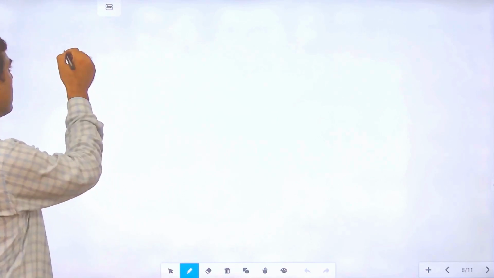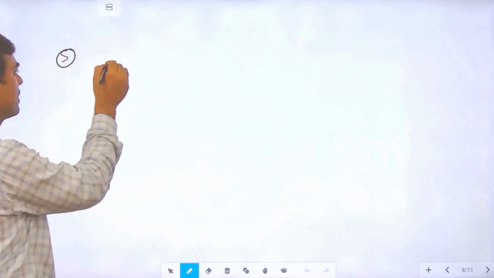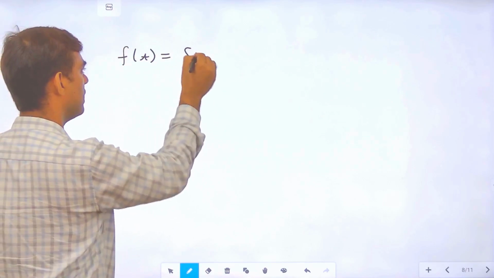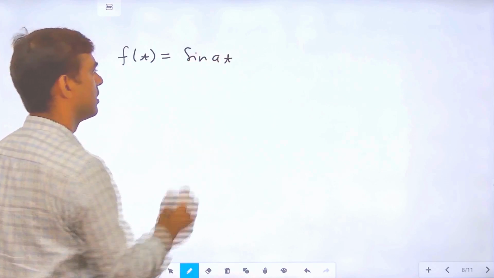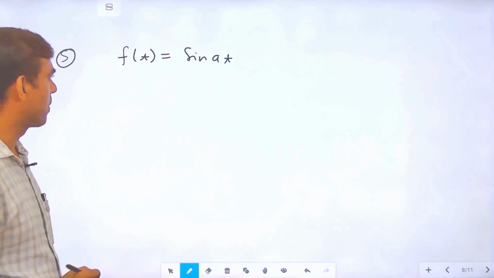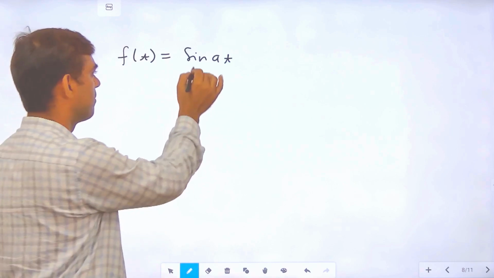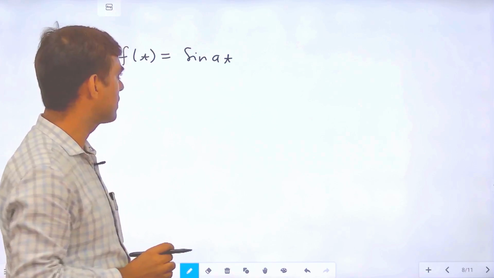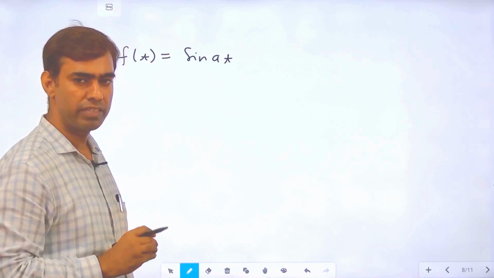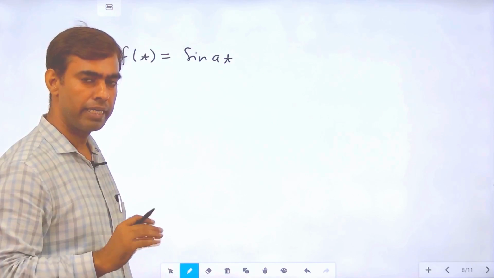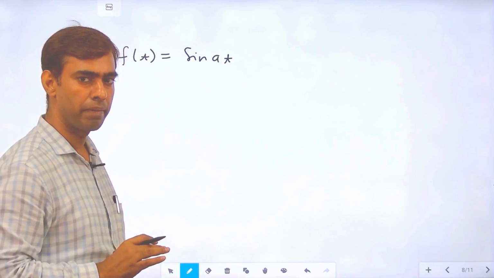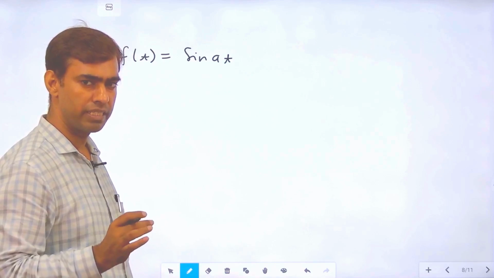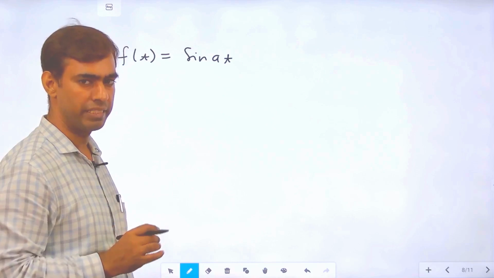We try to find out the Laplace transform of the fifth elementary function. That elementary function is f(t) equal to what? f(t) equals sin at. We may find this directly using the definition of the Laplace transform, by finding the value of the integral of e to the power minus st times sin at.